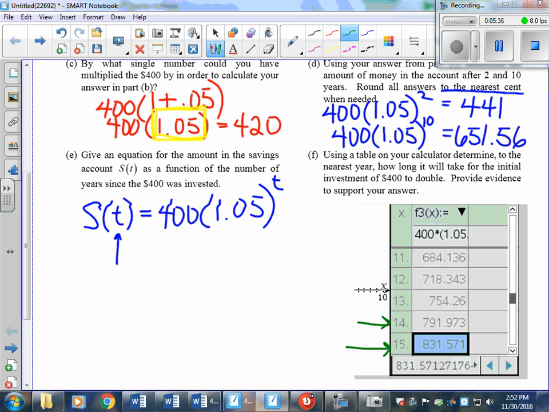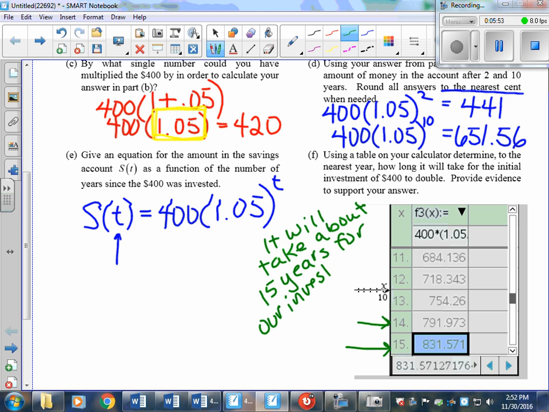So I would say it will take about 15 years for our investment to double to, I'm even going to be specific, $800.